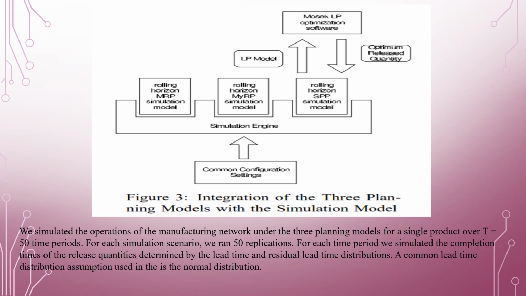To minimize distortions from initial settings like the initial WIP, we discard the first 20 periods and only collect data on costs and observe QoS for the last 30 periods. We first study the characteristics of the SPP model for various cost ratios and QoS levels. We study the release patterns for the three models, SPP, MRP, and MYRP, and compare the total average costs of operating under each model.